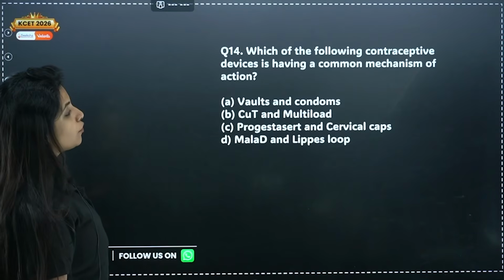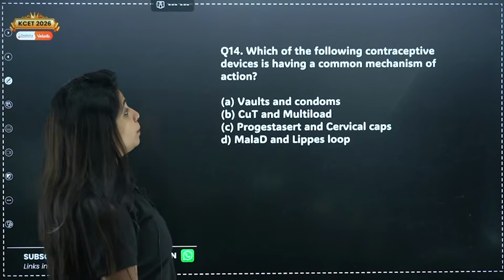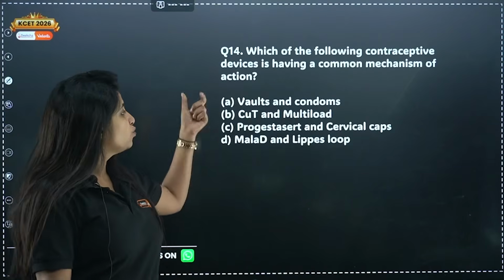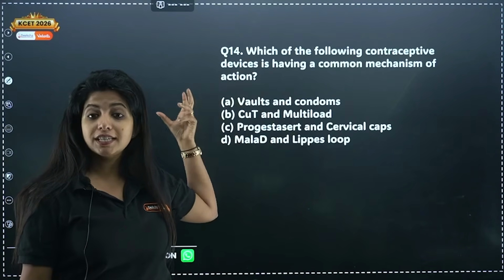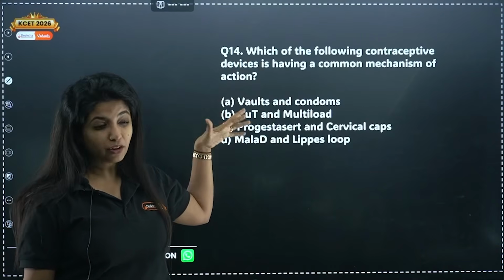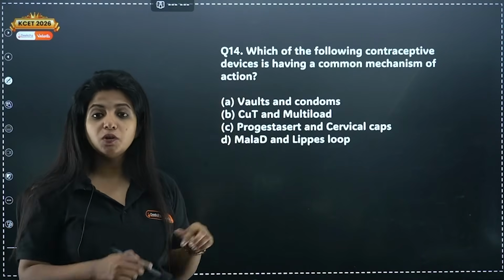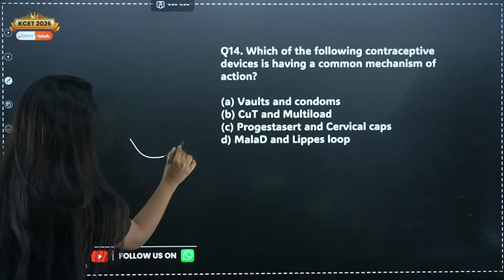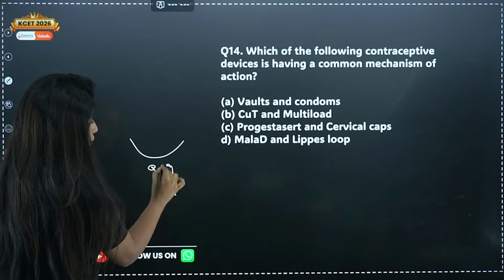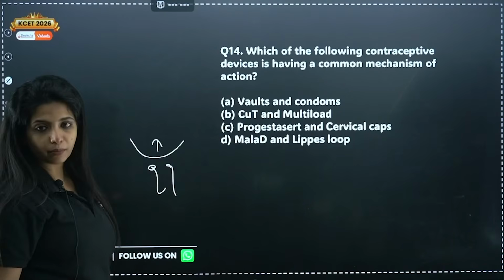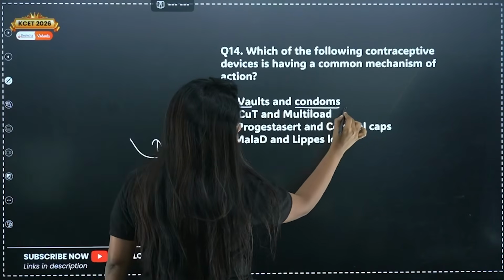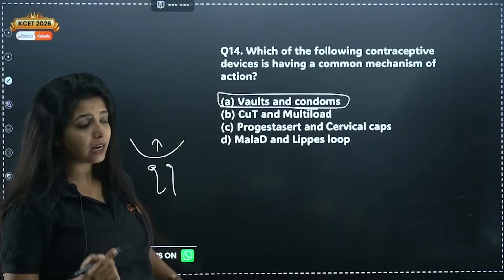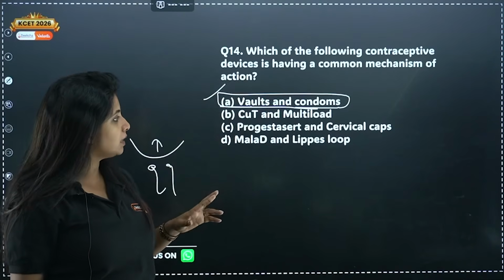Going ahead, which of the following contraceptive devices has a common mechanism of action? Valves and condoms. Valves are usually used by females. It's a barrier method. Valves are put inside, my dear children, towards the cervix region. It's like a cap-like thing. When it is put towards the cervix, the sperm will not be able to enter the female body. So valves are a barrier method, and condoms are also a barrier method. So both of them have the same mechanism of action. This should be your answer, but let's see the other one.